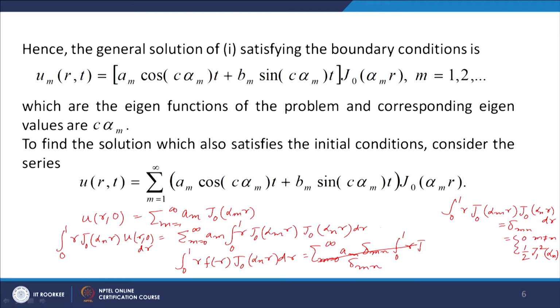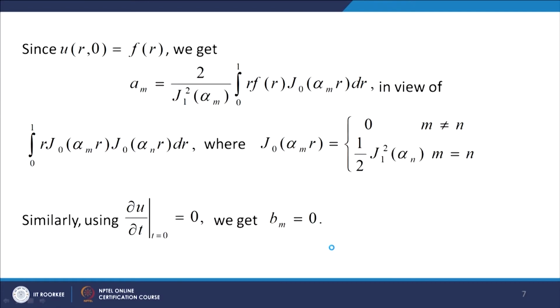So what we will get, this will be equal to, m equal to n, a_n times 1 by 2 J1 squared alpha_n. So we can get the value of a_n, and thus a_n is equal to 2 by J1 squared alpha_n times the integral from 0 to 1 of r f(r) J0(alpha_n r) dr.